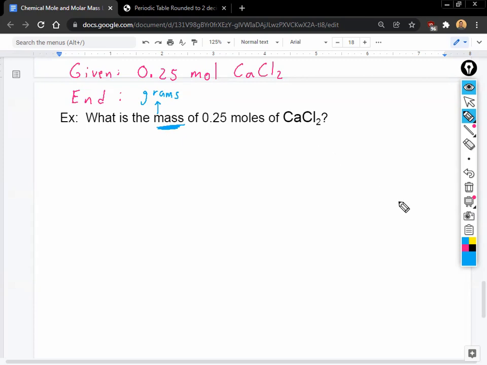All right, so from here, we know how to do this. All we need to do is set up a fraction. So we're going to do 0.25 moles of CaCl2, and then we're going to set up a fraction.